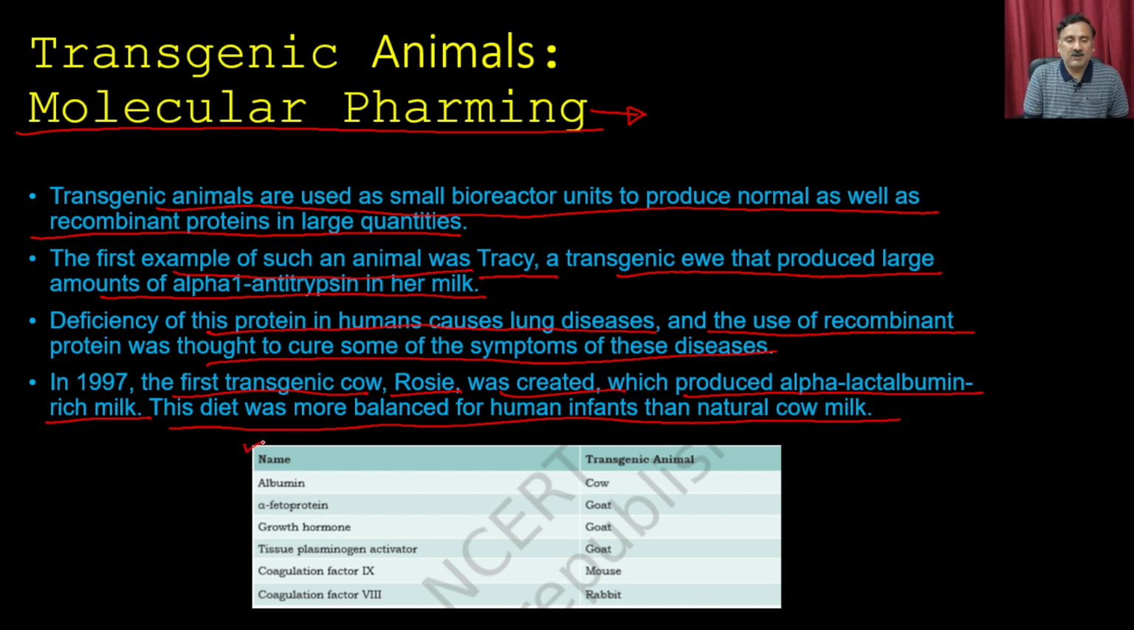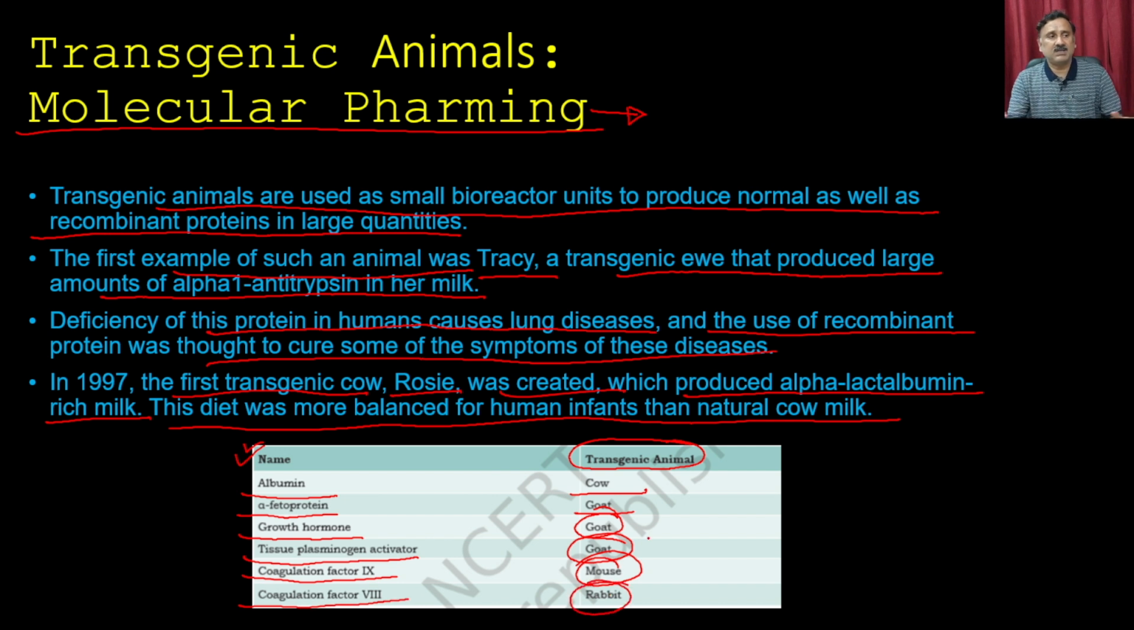So, these are some of the animals where you are actually expressing different types of proteins. You are expressing albumin in a cow, alpha-fetoprotein in a goat, then growth hormone in a goat, then tissue plasminogen activator, which is also in goat. Then you have coagulation factor 9 in the mouse, and coagulation factor 8 in the rabbit. And remember that all these transgenic animals are very important for many types of applications.